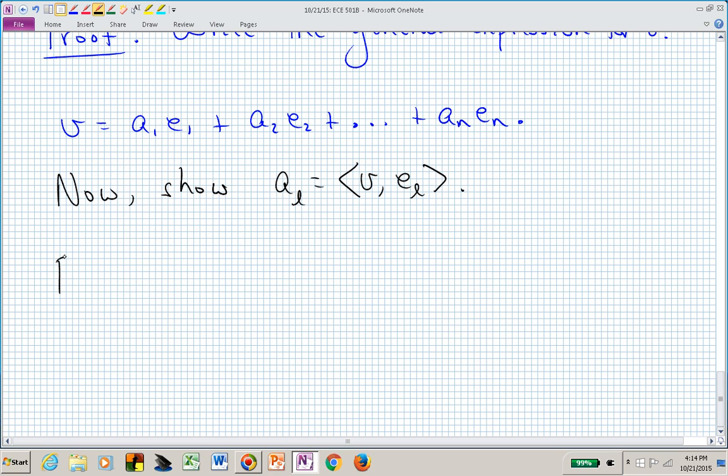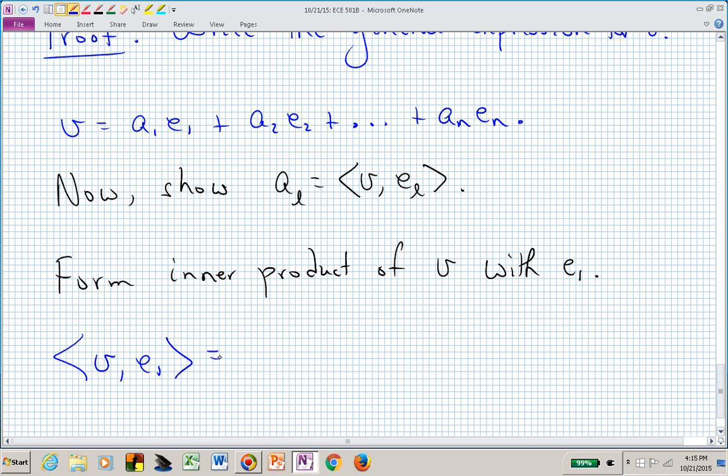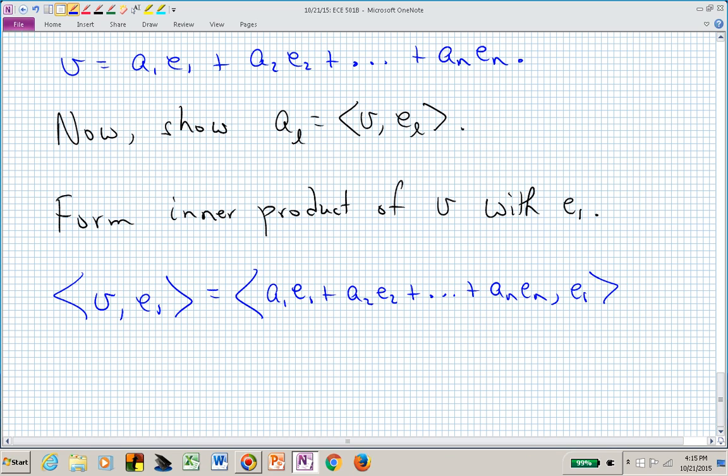Suppose that we form the inner product of this arbitrary vector V with the first orthonormal basis vector E1. We now are taking V with E1, and remember we've written V as A1 E1 plus A sub 2 E sub 2, etc. to A sub n E sub n, and we're inner producting that with E1. What do you think we're going to do next?